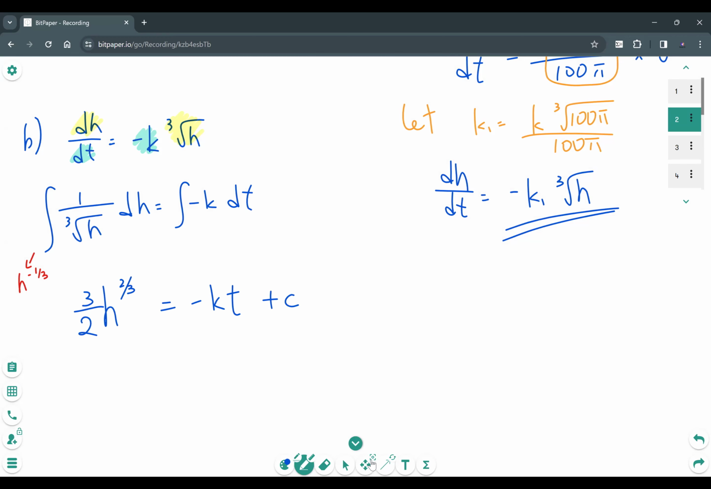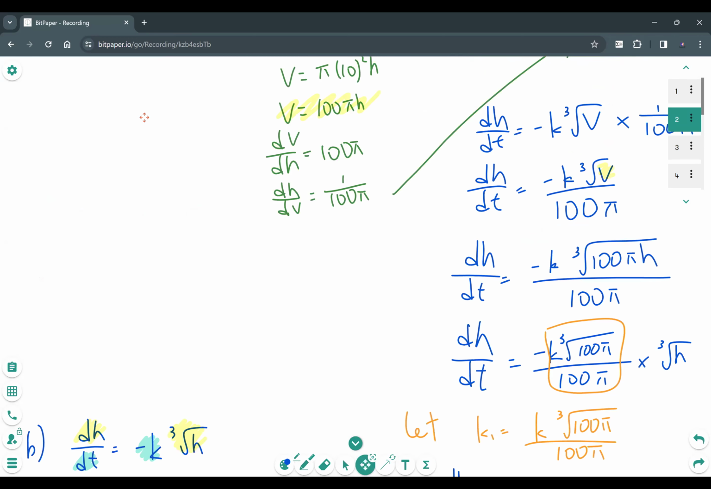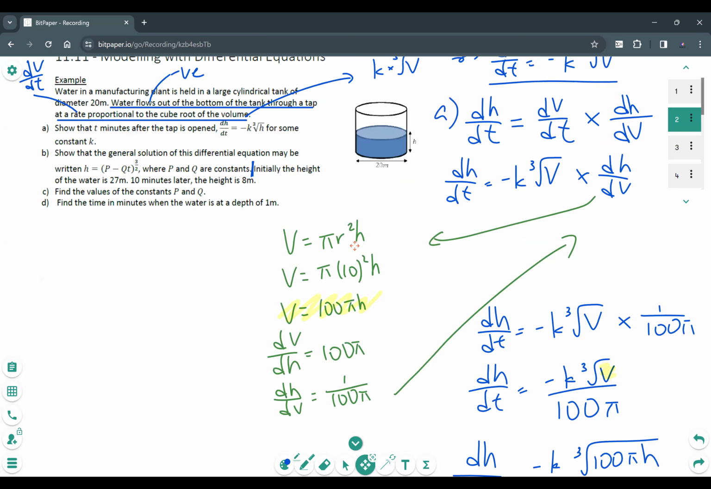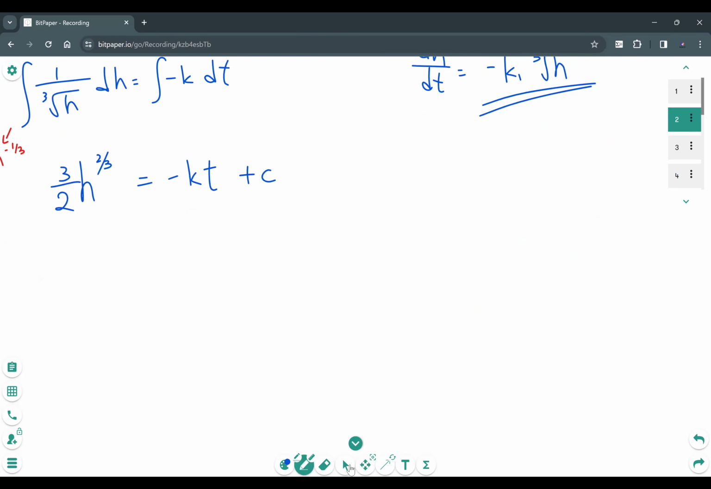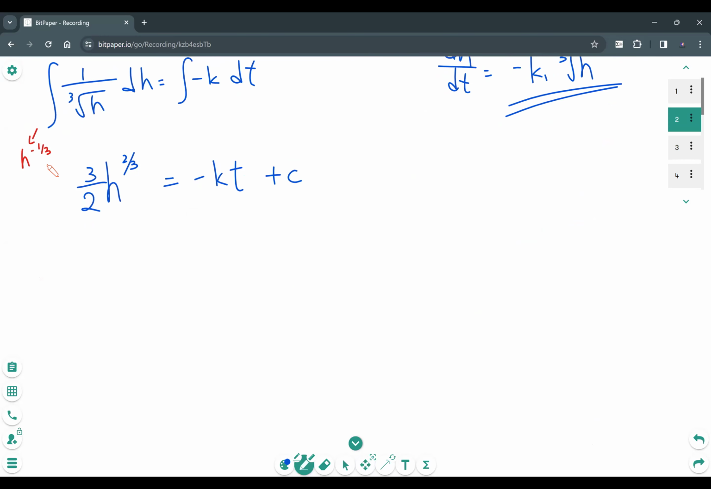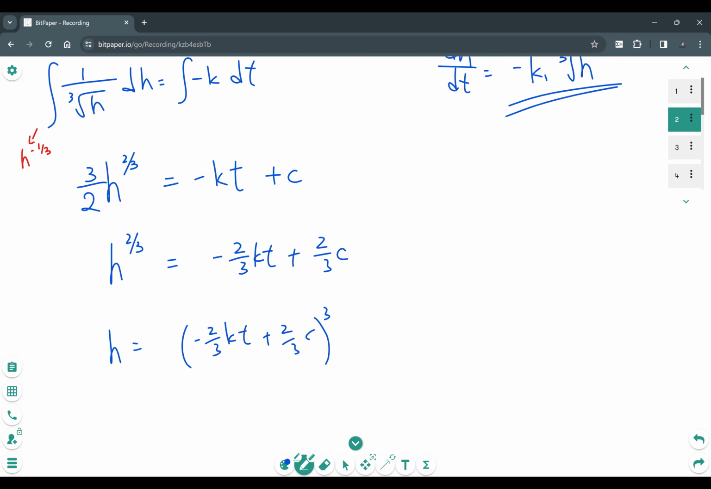Okay. The question wants h to be the subject, so we'll do that. To make h the subject, we can multiply by 2 over 3 on the right hand side. So h to the power of 2/3 equals minus 2 over 3 kt plus 2 over 3 c. What's next? They want h as the subject, so we're going to get rid of this power. To get rid of this power, we can do the reciprocal power on the right hand side. So h equals negative 2/3 kt plus 2 over 3 c, to the power of 3 over 2.